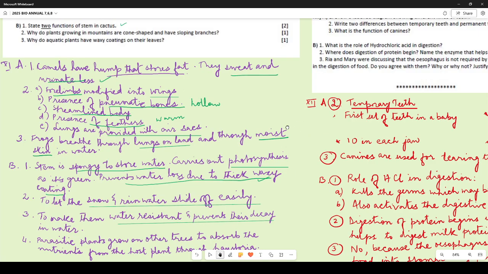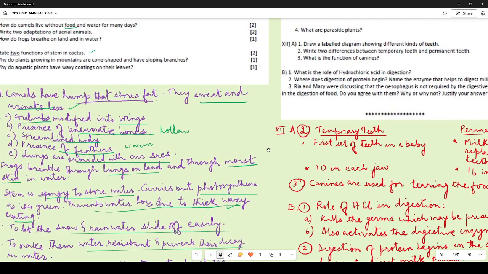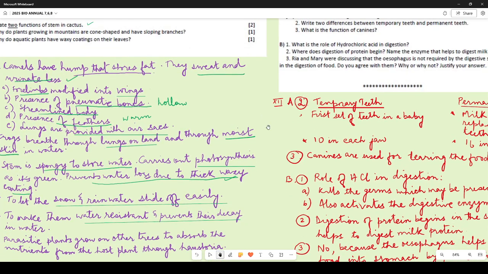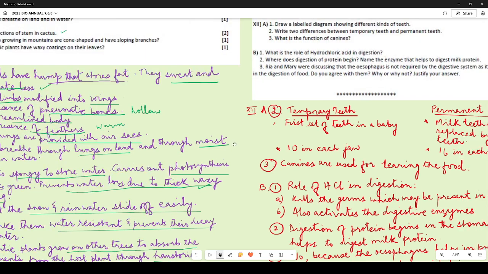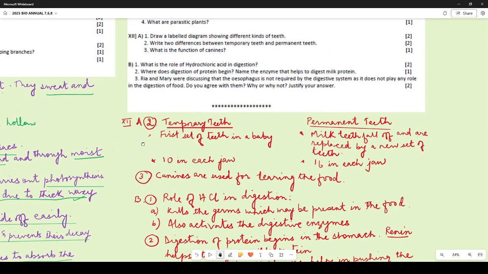So the question over here was what are parasitic plants? Parasitic plants was the last question. Parasitic plants grow on other trees to absorb nutrients from the host plant. From what? Haustoria. Remember this term, again parasitic roots. They insert their roots inside that tree and take all the nutrition from it. Okay.